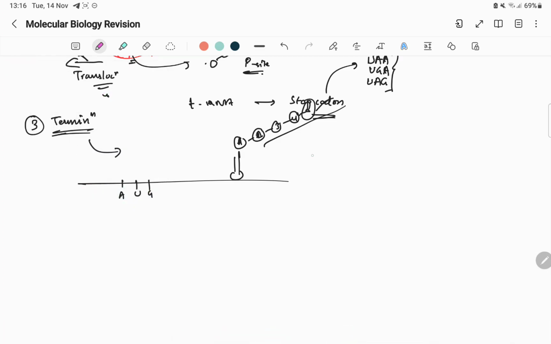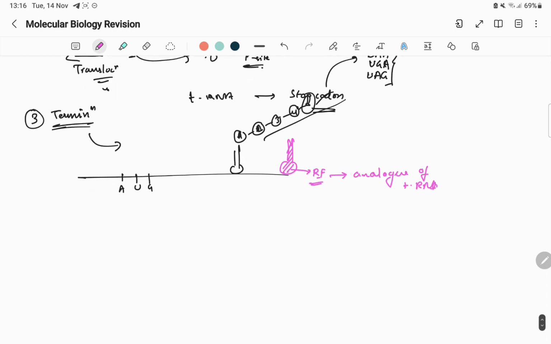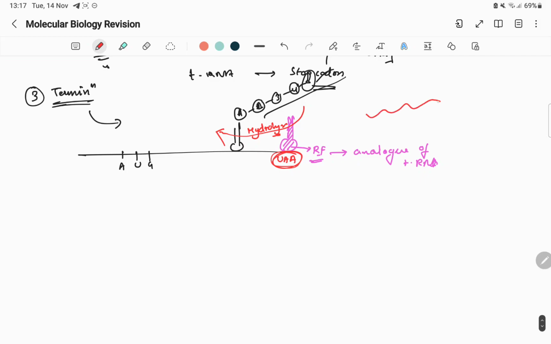So here we can have a release factor, which is an analog of a tRNA only. This is a release factor of prokaryotes, which is an analog of tRNA, and this release factor will cause the hydrolysis on occurrence of the stop codon, like UAA. It will cause the hydrolysis here, and the chain will be terminated, the protein will be removed, and the proteins are folded by some special proteins like chaperones. Chaperones are folding proteins which will fold the protein.